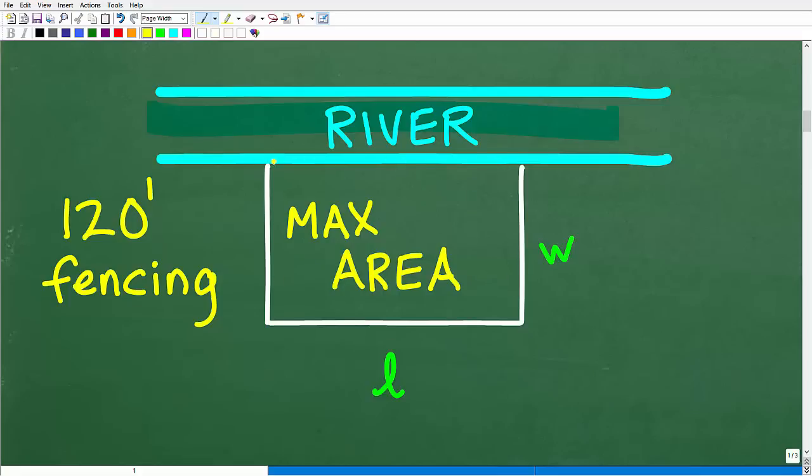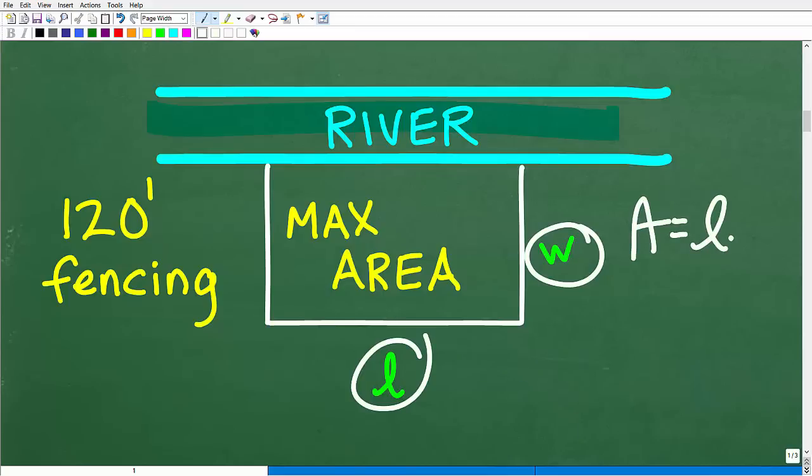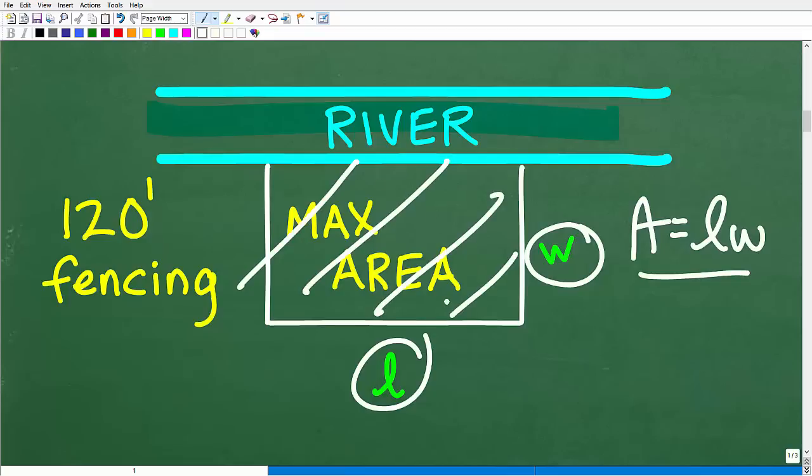Now again, the river is going to be the back of this enclosure, right? So we don't need this other fence part right there. So we have 3 sections to make up from this 120 feet of fencing. Now, the maximum area is going to be the width times the length, right? Because the area of a rectangle is length times width. So we need to figure out the maximum area.